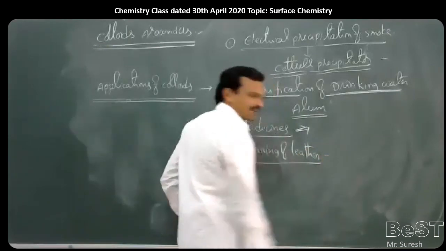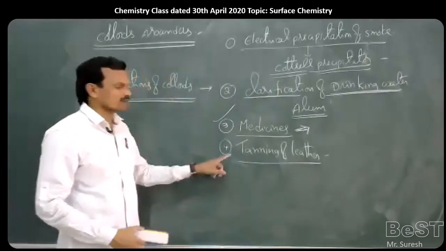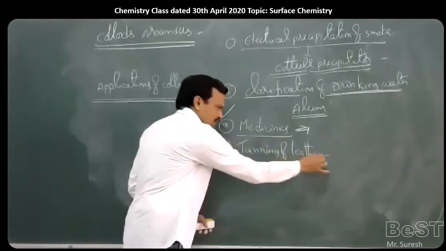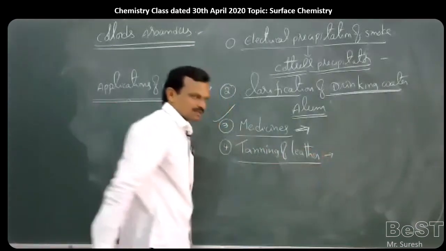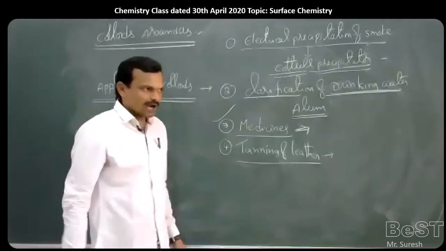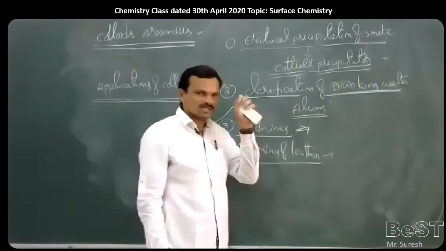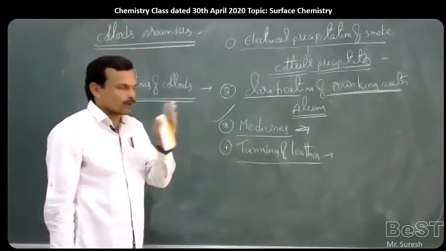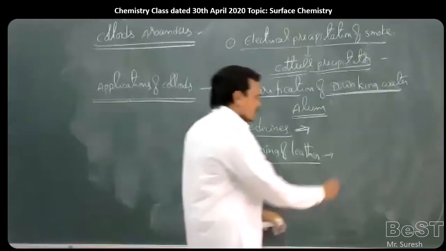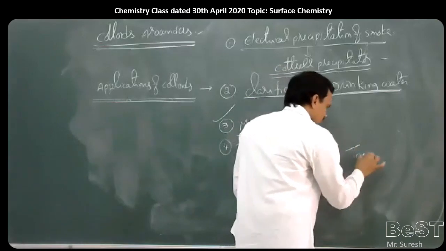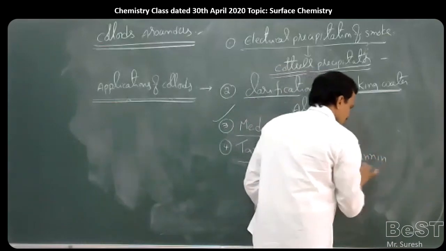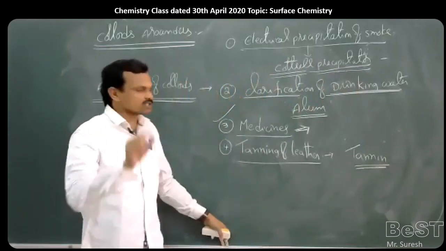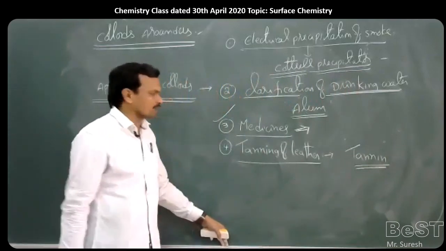So this tanning of leather is nothing but hardening of leather. The animal skin removed from the surface of animals is not very hard; it is soft. The animal hides contain positively charged colloidal particles, and those positively charged particles can be removed by using tannin. Tannin is used for removal of positively charged colloidal particles which are present in the animal hides.